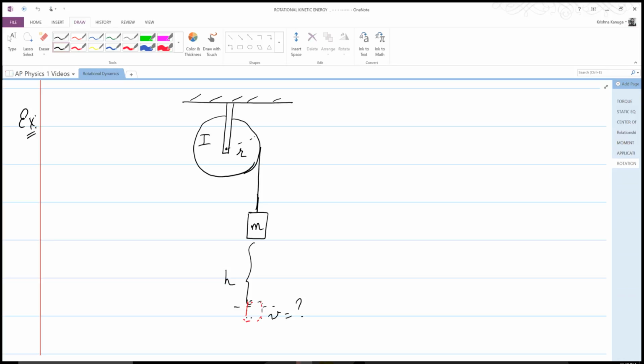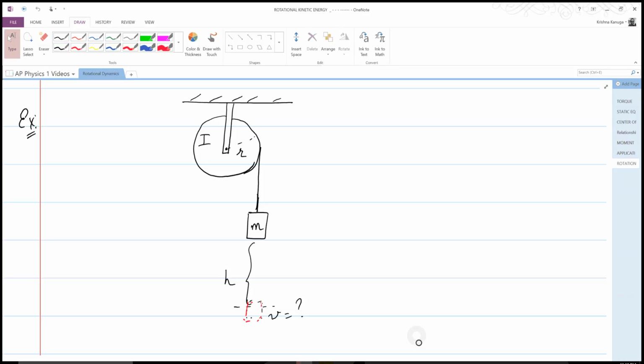We can do this problem by using energy ideas as well. And one of the things I'm going to emphasize in some of the next videos is the fact that most of the times when you're looking for omega, angular velocity, or linear velocity, it is always useful to use energy ideas, because it really makes life very easy. So that's what I'm going to do.